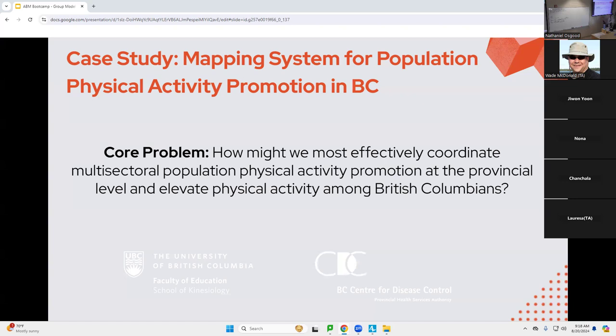So we worked with a team of experts at UBC and BC CDC to plan and prepare for an event that brought many of those people that are impacted by this problem into one room.